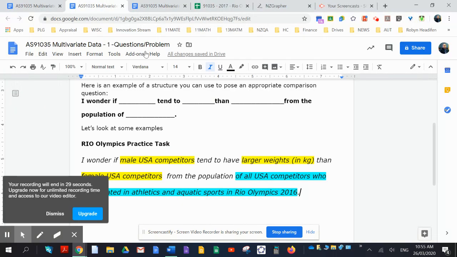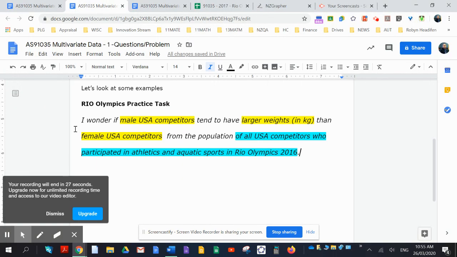So, coming back to my question, this has to be your structure. I wonder if blah, blah, blah. Can you ensure your questions are of this structure and have a go at practicing some other questions?